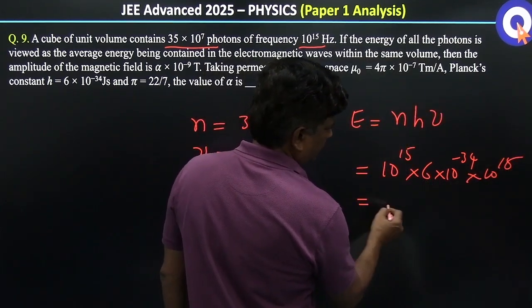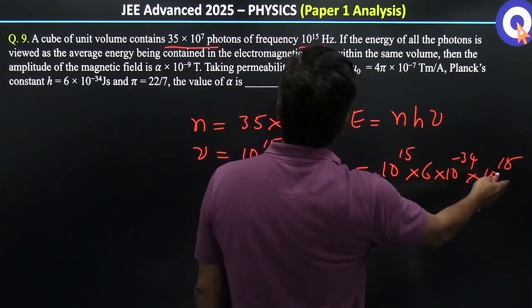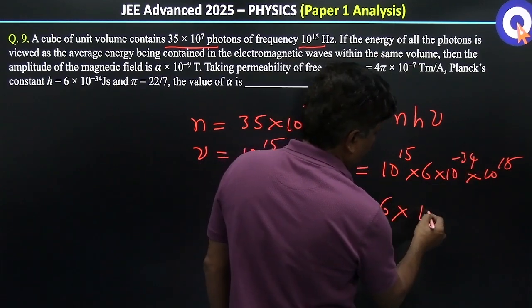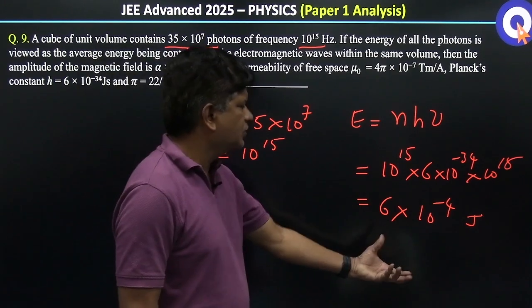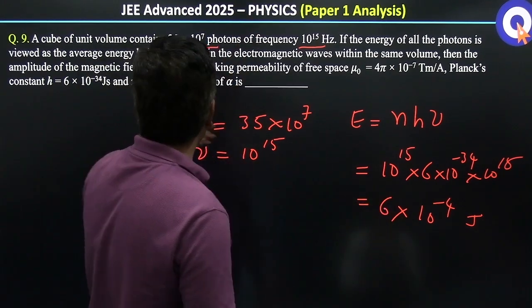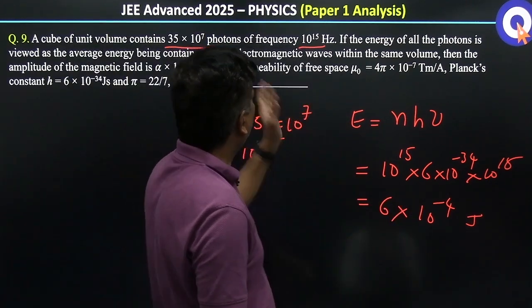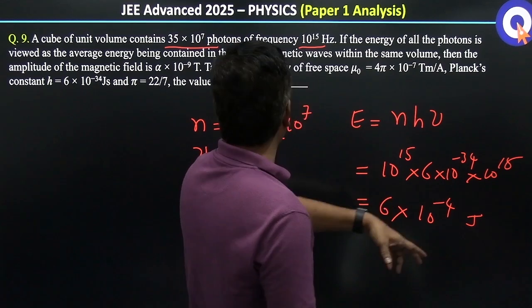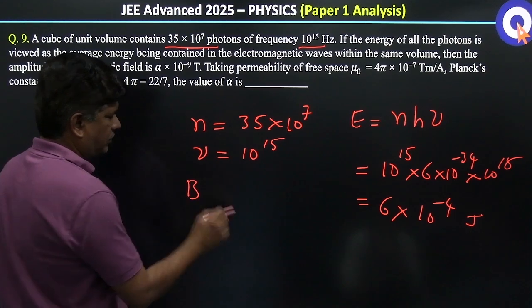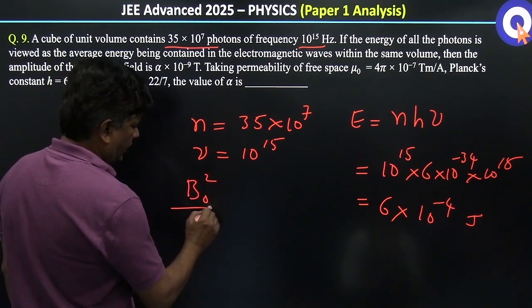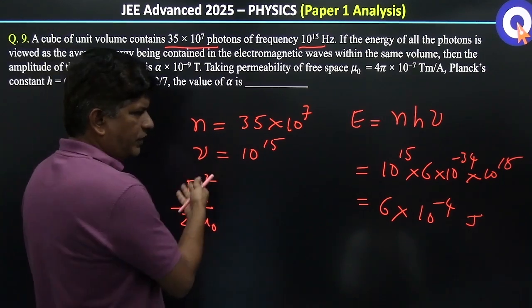So let us simplify this. This is 6 into 10 power 15 and 10 power 15 is the frequency, so that becomes 10 raised to minus 4 joules, which is the energy. Now according to the question, this is also equal to the average energy. He is telling us to assume that the total energy of all these photons is the same as the average energy of the electromagnetic wave. Now what is the average energy of an electromagnetic wave? The average energy of an electromagnetic wave is B naught square divided by 2 mu naught. This is the average energy in terms of the amplitude of the magnetic field.